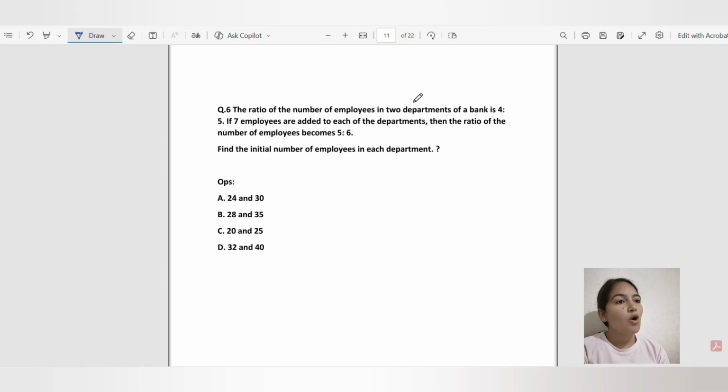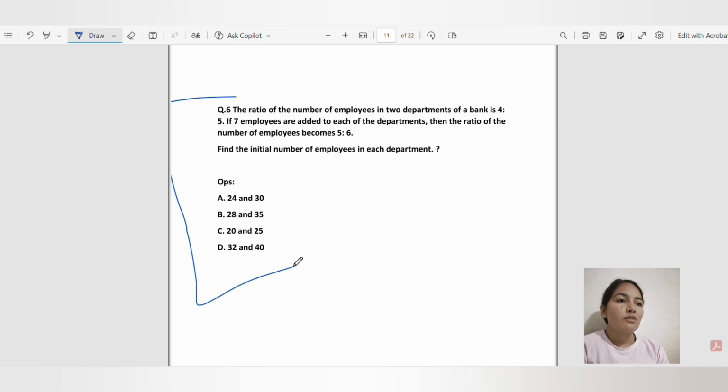Now the ratio of the number of employees in two departments of a bank is 4:5. If 7 employees are added to each of the departments, then the ratio of the number of employees becomes 5:6. Find the initial number of employees in each department.